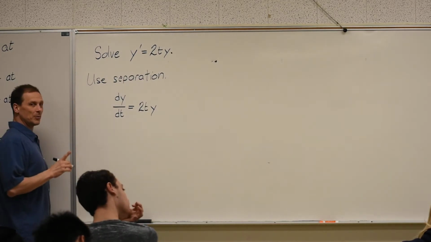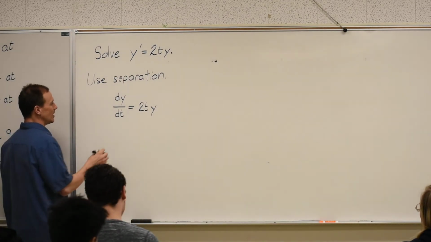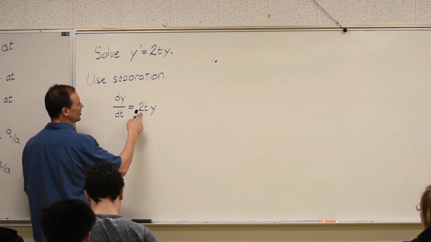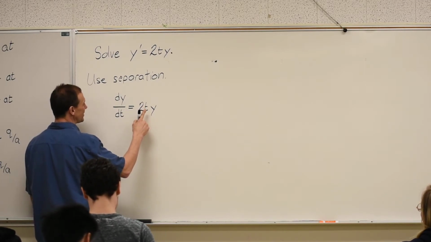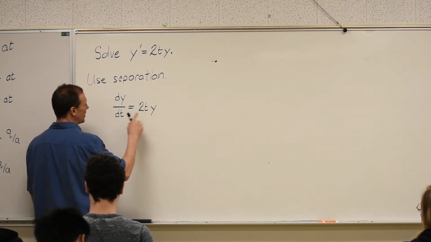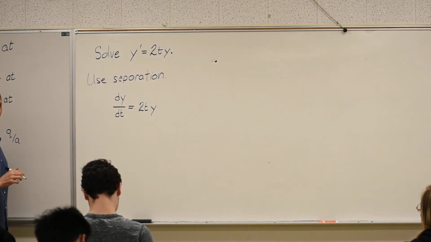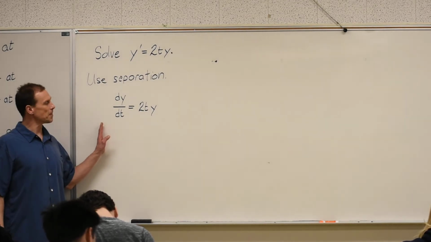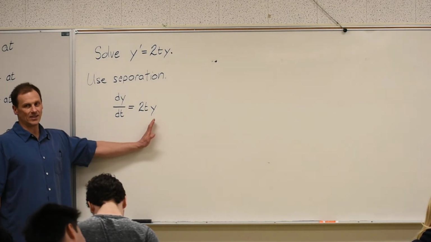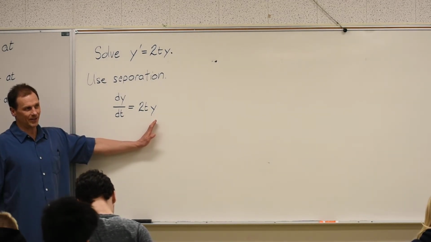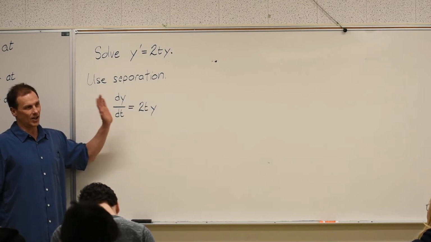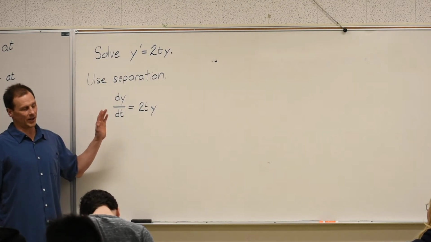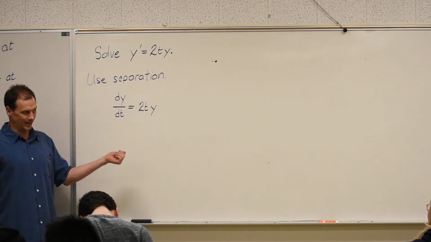So the problem with this is that we have a 2, which really isn't a concern, but we have a t times y. Remember, our problem has to be written as all the y's and dy on one side, all the t's and dt on the other side. So take a moment and see if you can separate this so you have the y's and the dy on one side, the t's and the dt on the other side.